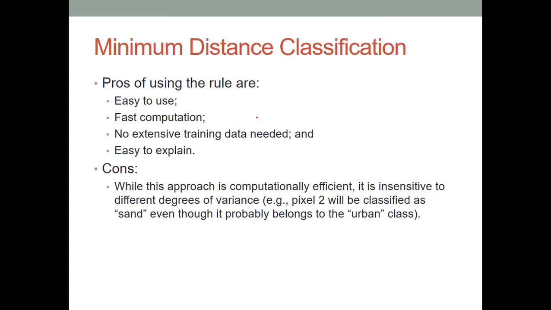So what are the pros and cons? The pros: it is simple to use, has fast computation, needs no extensive training data, and is easy to explain. The cons: while this approach is computationally efficient, it is somewhat insensitive to different degrees of variance. The pixel could belong to other classes, but because the pixel values are near each other, especially for features that are almost similar, the sensitivity is quite low, so it will simply group the unknown pixel into a class that might be wrong.